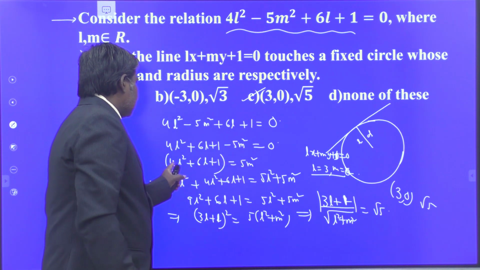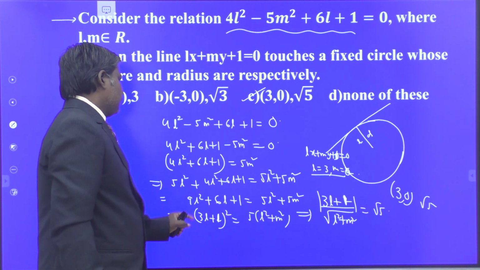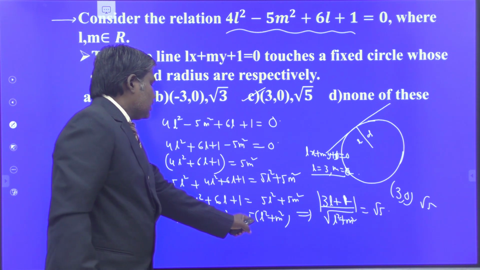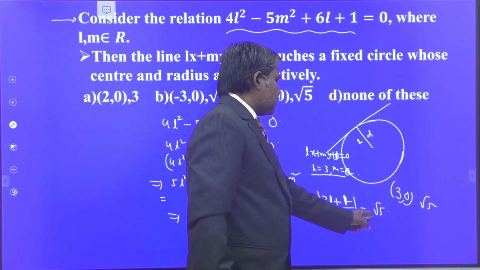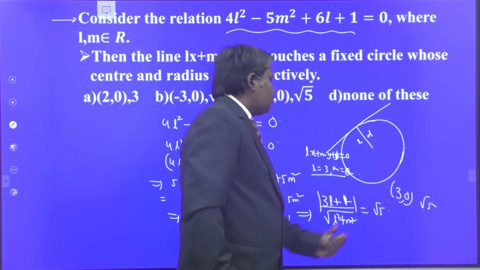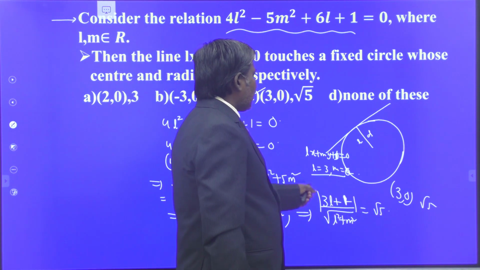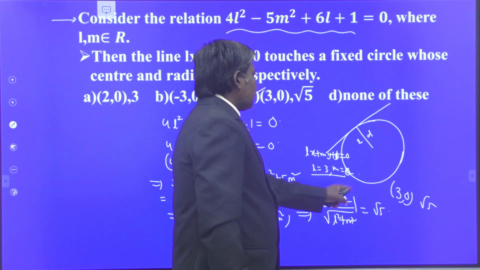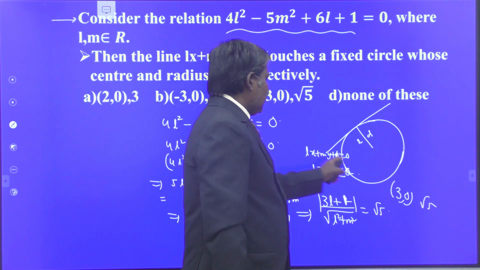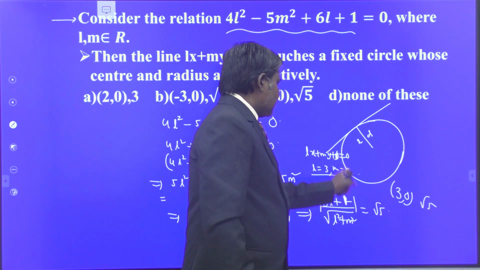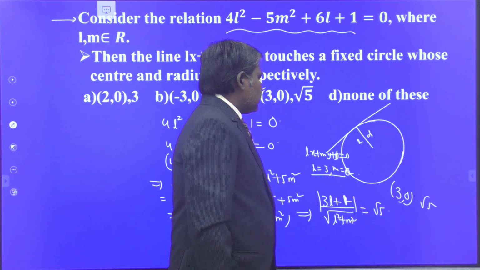So see my dears, this is 4L square plus 6L plus 1. This is nothing but (3L plus 1) whole square, that is equal to 5 into (L square plus M square). So (3L plus 1) by root of (L square plus M square) is equal to root 5. This is of the form D equals R. So the perpendicular distance from center to line is of this form. If you take the center as (3, 0), now find the perpendicular distance. What is that? 3 into L, 3L plus 0 plus 1, so 3L plus 1 by root of L square plus M square is equal to root 5.